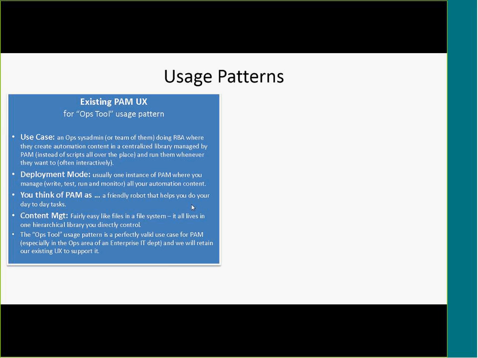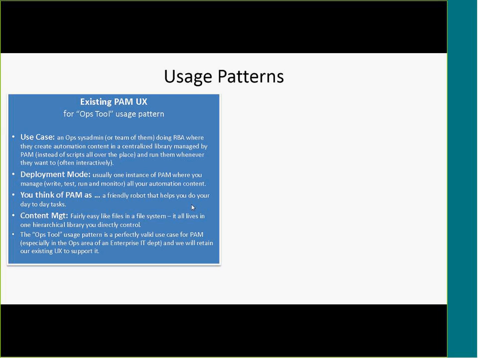The existing process automation user experience was designed for what we're calling an ops tool usage pattern. It's designed for an operational sysadmin to do runbook automation, where you use PAM as a tool with a centralized library of content in which you can build automation routines, processes, and data sets and all the other automation objects we have in the existing PAM today. And the sysadmin is creating and then running those processes when they need to, or scheduling them as need be, typically in a production environment.